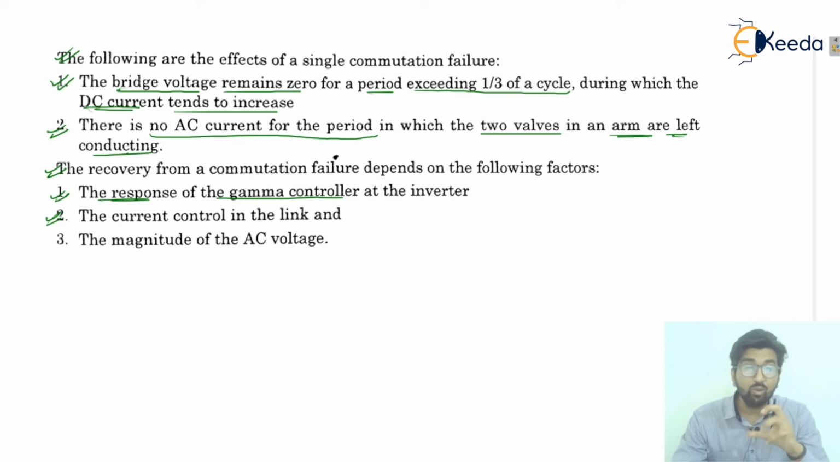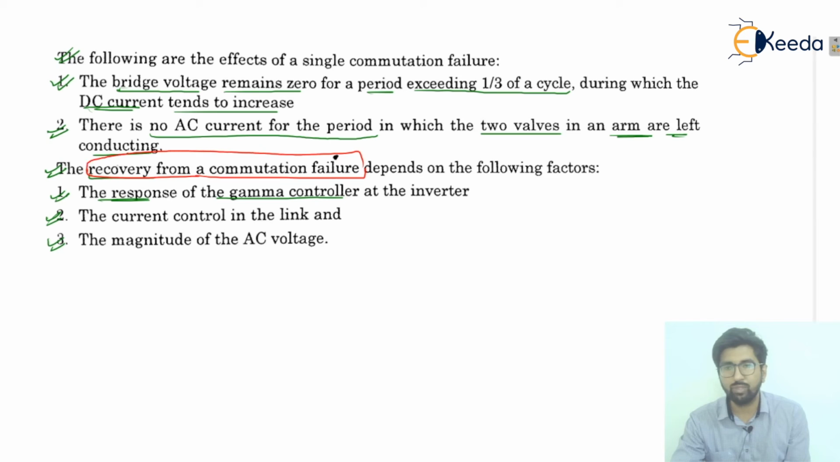Now, the current control in the HVDC link, that is the CCA, from the rectifier to the inverter, which we have discussed in the rectifier characteristic. Then the magnitude of the AC voltage. So the recovery from the commutation failure depends on point 1, the response of the controller, point 2, the current control, and point 3, the magnitude of the AC voltage.